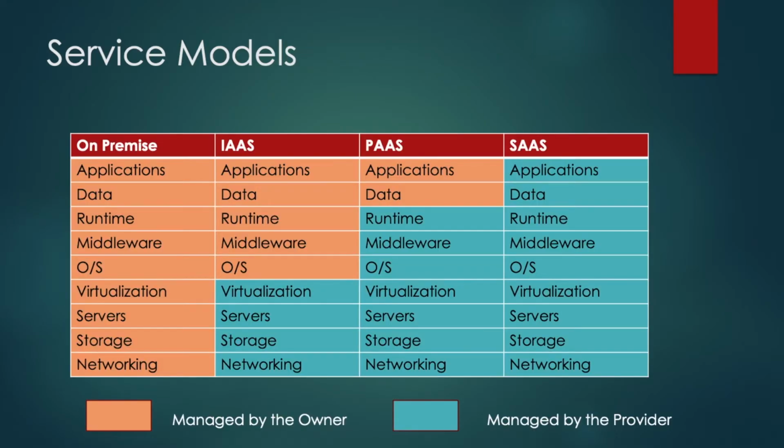Then comes the service model. Here we have three different services: infrastructure as a service, platform as a service, and software as a service. Let me explain these services one by one. I think we all got an idea about what on-premise is all about. Let's talk about the infrastructure service.